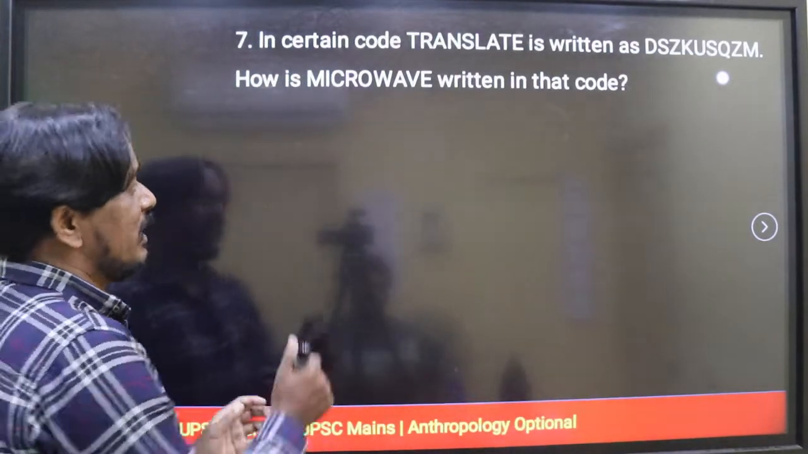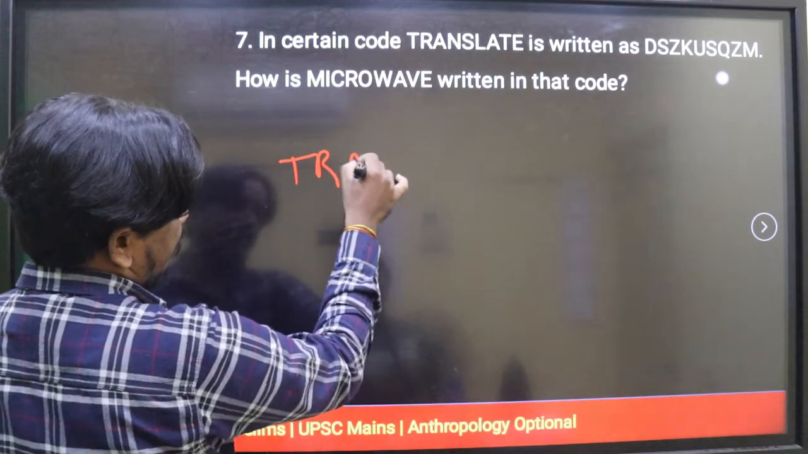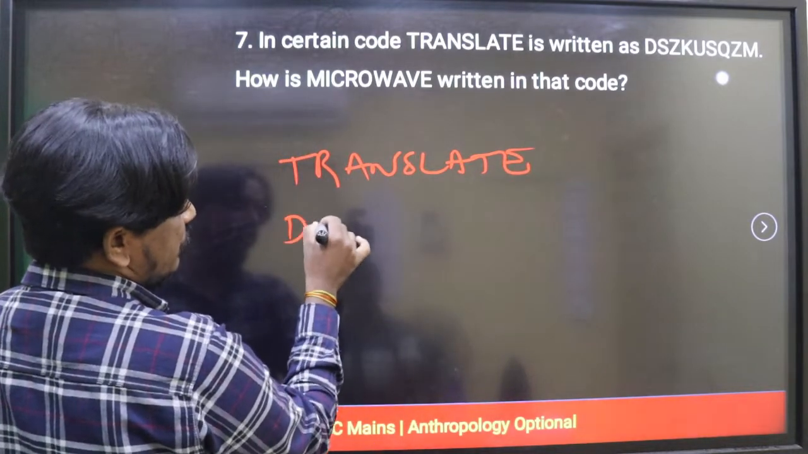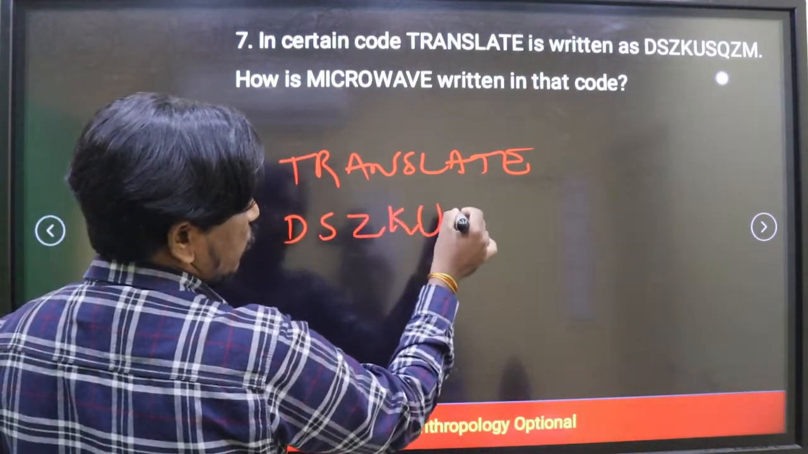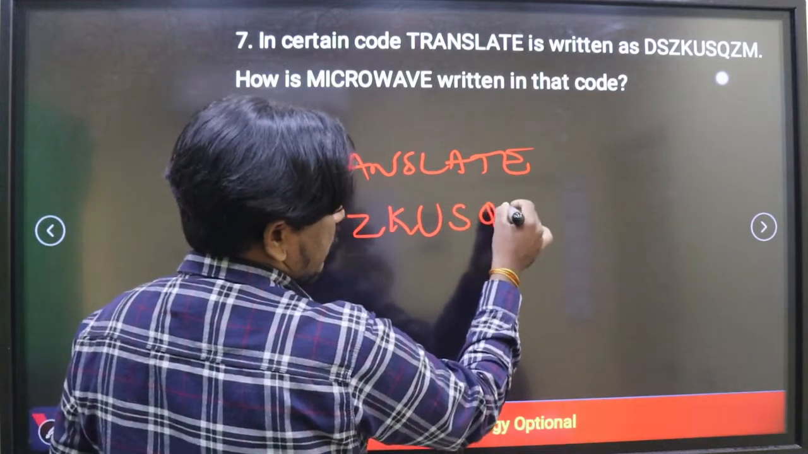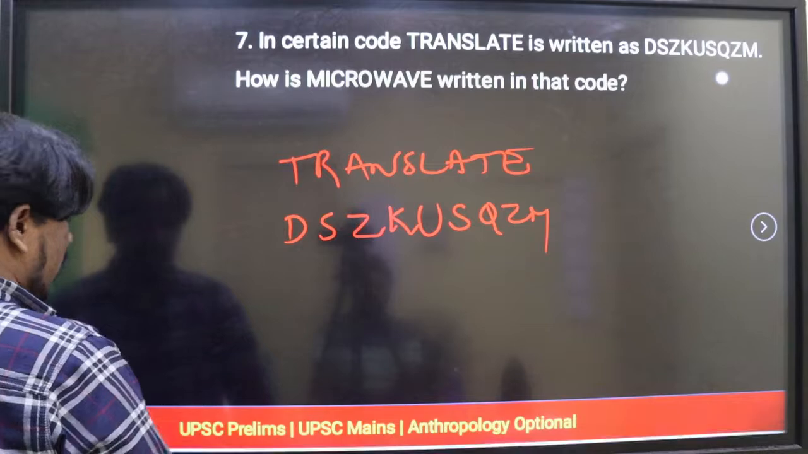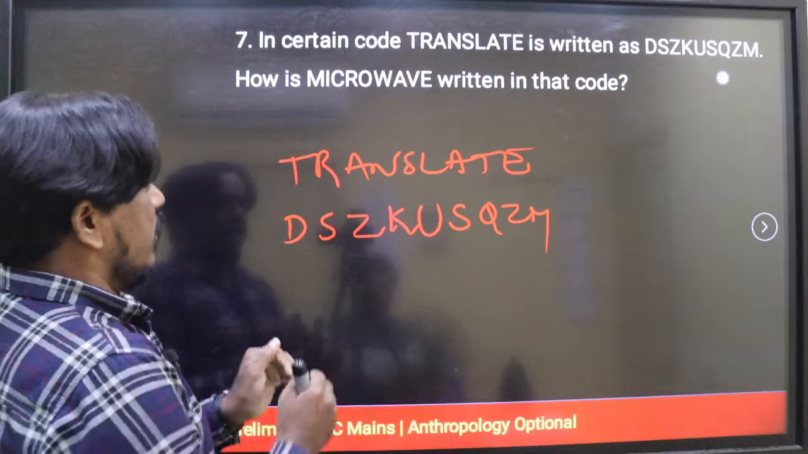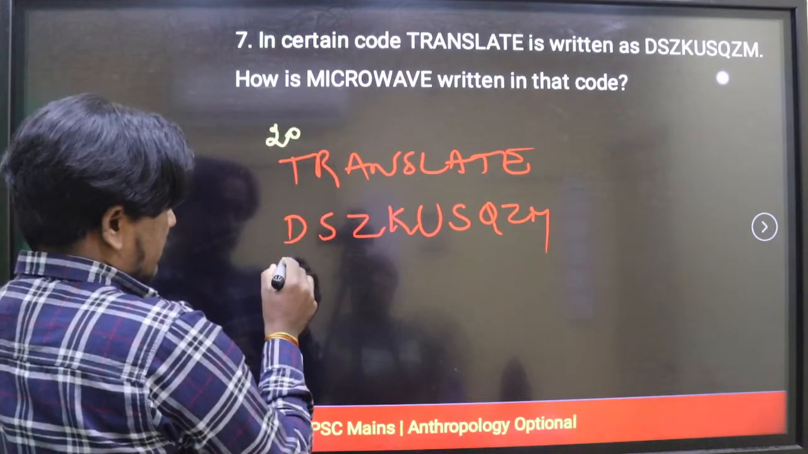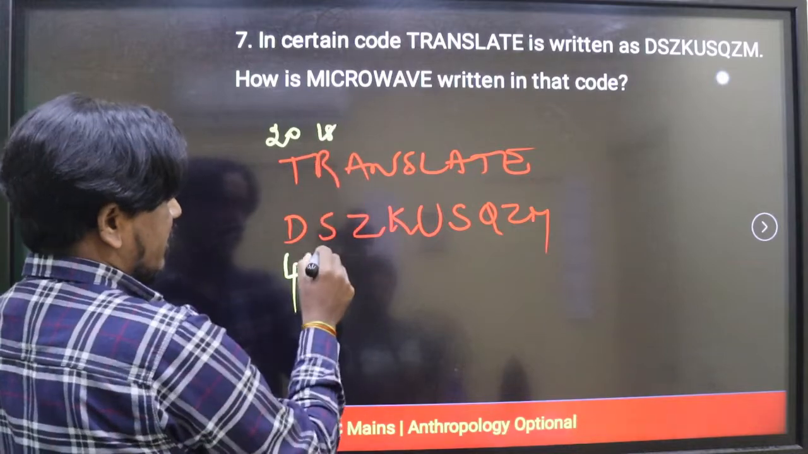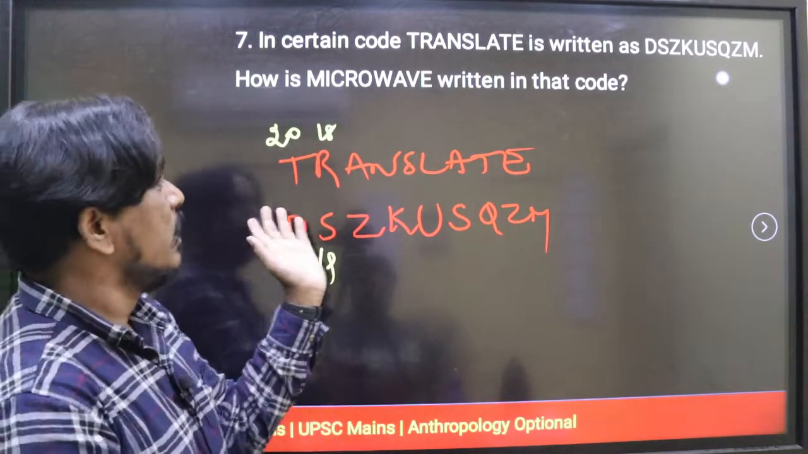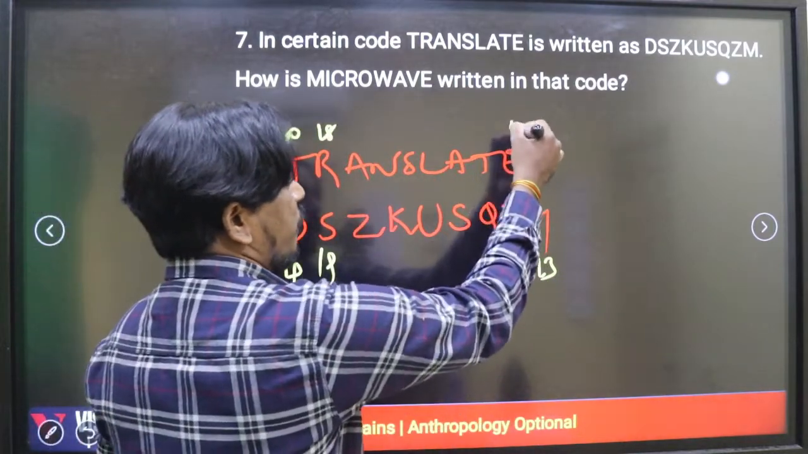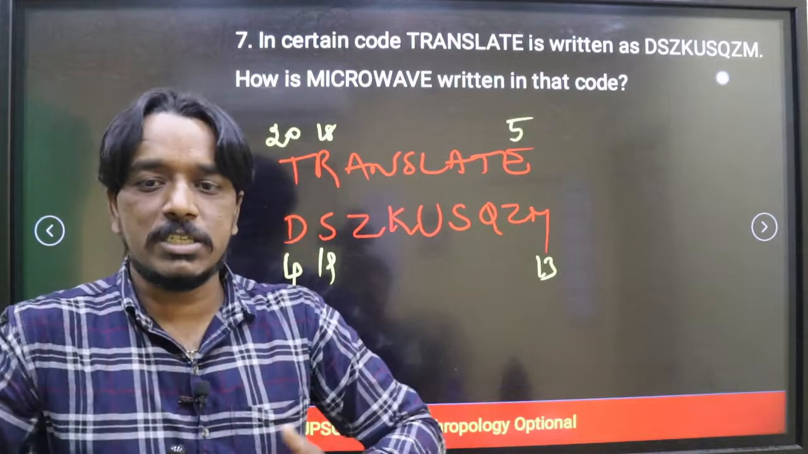Now let's take one more question. Translate is coded as D, S, Z, K, U, E, S, Q, Z, M. In this case, what logic is it following? We have to understand, and the same logic we have to apply for this. See, T is 20. Obviously here it is 4. R is 18 and it is 19, but same position logic is not working. Maybe if cross logic is not working, here it is 20 to 13 and here 5 to 4, the difference is different. So definitely this logic may not work out.